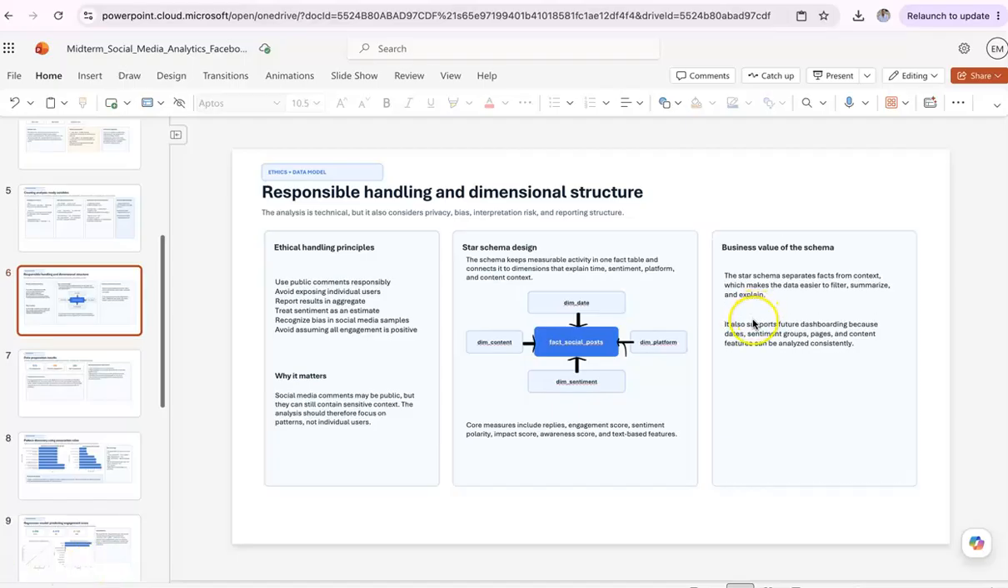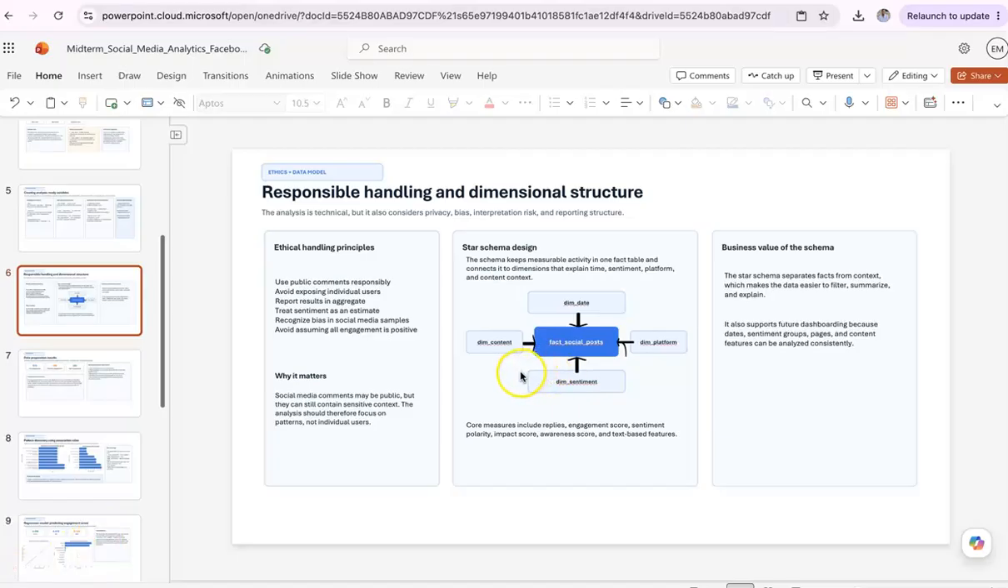Another value of separating the data into these tables is that the star schema separates the facts from the context. It makes it easier for the data to be filtered, summarized, and explained. It also supports future dashboarding because dates, sentiment groups, pages, and content features can be analyzed consistently.